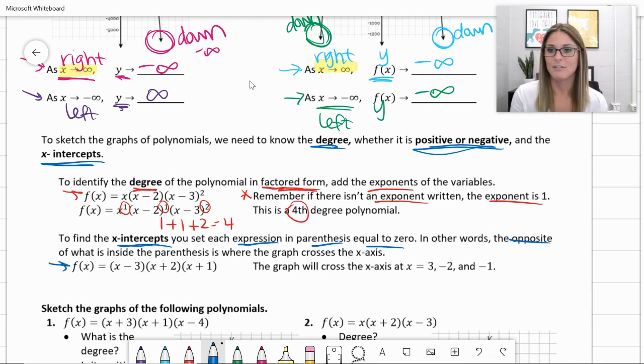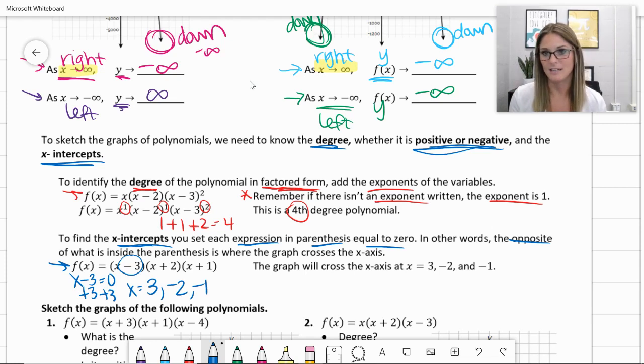So if I have the function f of x equals x minus 3 times x plus 2 times x plus 1, for the x-intercepts, I could take the expression and set it equal to 0 and solve. That would give me x equals positive 3. Or I can just pull the opposite sign. So not negative 3, but positive 3. The second parentheses is going to represent a negative 2 x-intercept. And the last parentheses, x plus 1, gives me a negative 1 x-intercept. So in factored form, the x-intercept is the opposite sign.